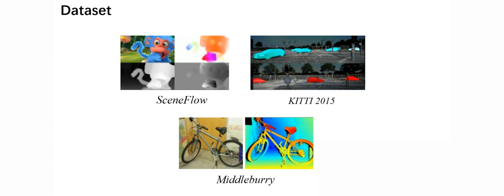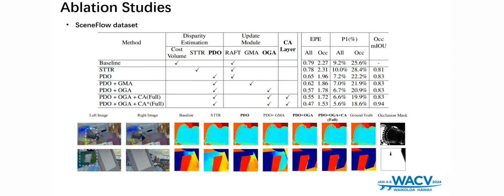To verify the effectiveness of the proposed network and its modules, we conduct massive experiments on multiple datasets, including SceneFlow, KITTI, and Middlebury. This table shows ablation studies of our method. We compare our proposed PDO module with other disparity estimation methods, such as STTR and cost volumes. As described in the table, our method shows fewer errors and better performance, both at the non-occluded regions and at the occluded regions.